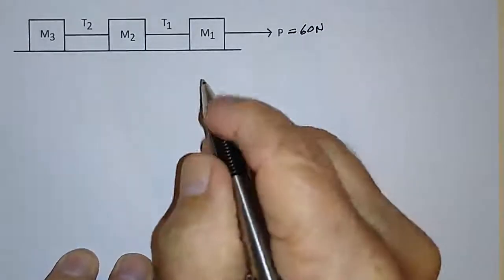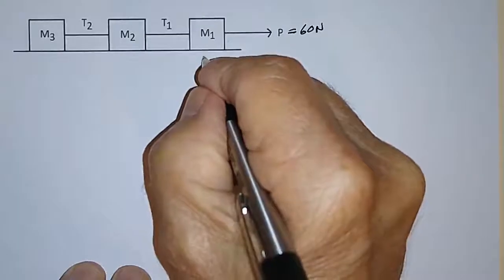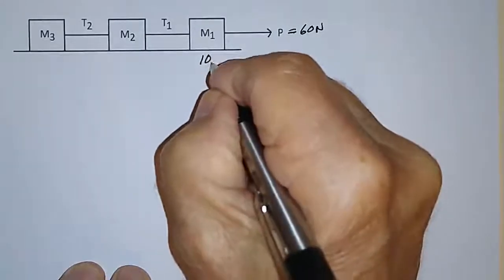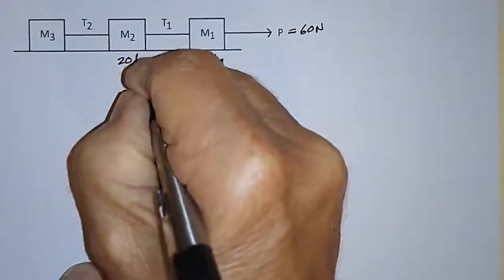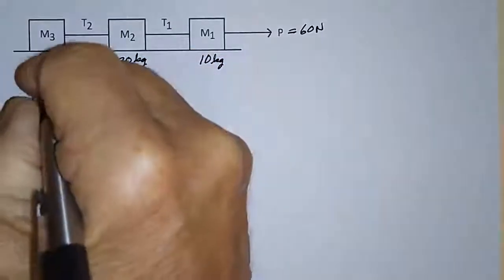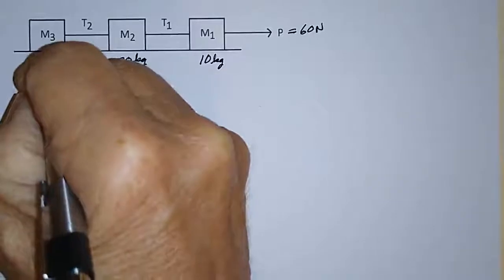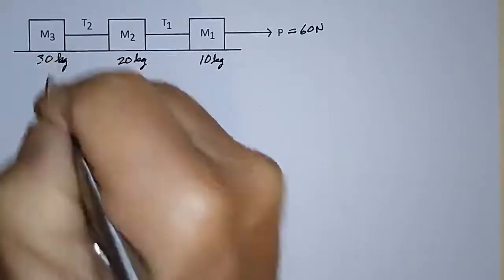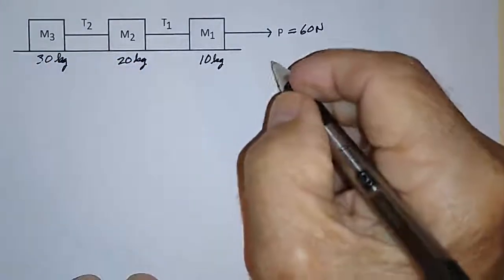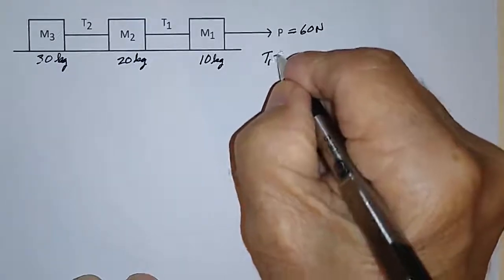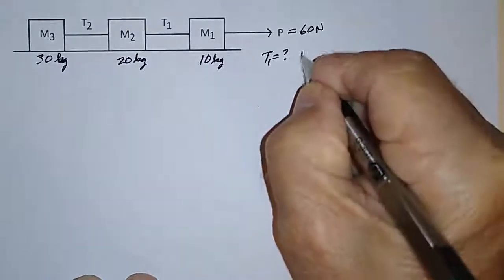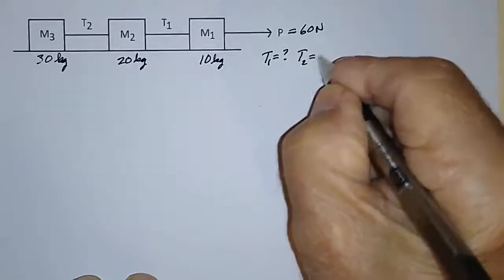And let's say that the masses are, well, let's say M1 is 10 kilograms, M2 is 20 kilograms, this is just to make it easy, and M3 is 30 kilograms. The question, what is the tension T1 and what is the tension T2?